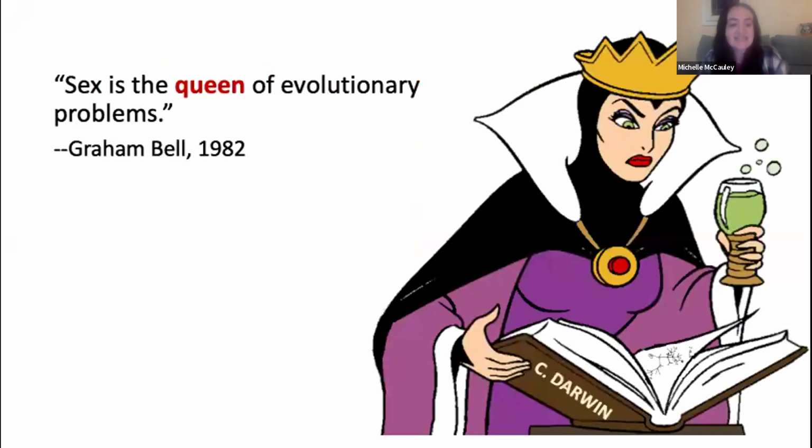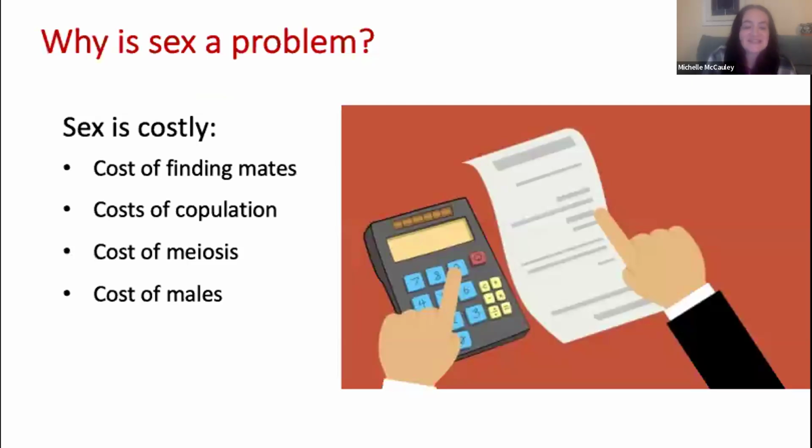So in his 1982 book, The Masterpiece of Nature, Graham Bell said that sex is the queen of evolutionary problems, which is a sort of delightfully dramatic thing to say. So what did he mean by this? Bell meant that sex is a problem because we see it everywhere, even though it is costly. So costs of sex include the costs of finding or attracting mates, costs associated with copulation itself, the cost of meiosis, which is essentially the dilution of the genome across generations, or what I'm going to focus on, which is the twofold cost of males.